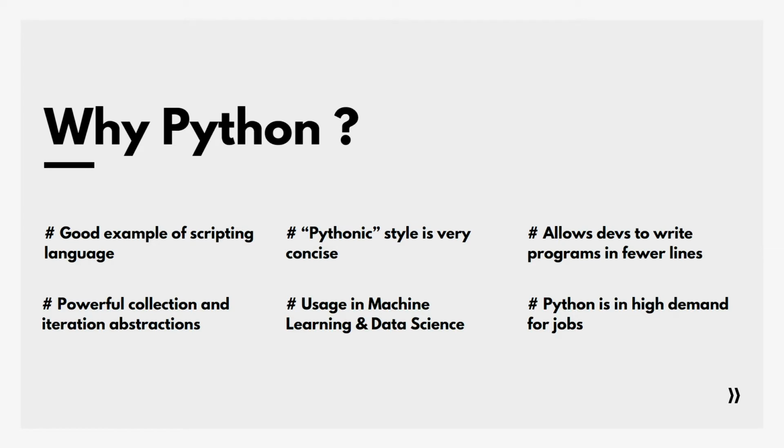Now, the next question you might ask, why Python? Well, Python is very popular nowadays. Most of it is known for its usage in machine learning and data science. And also, Python is in quite high demand for jobs. But other than that, why is it so popular, you might ask. Well, it allows devs to write programs in fewer lines, and it has a powerful compiler interpreter so that it can run large programs and even dynamic programs with ease.